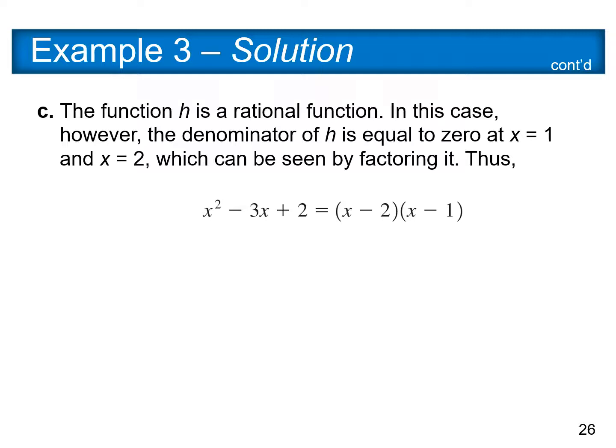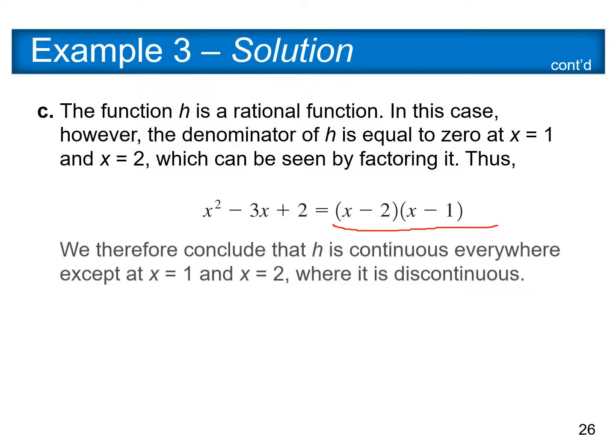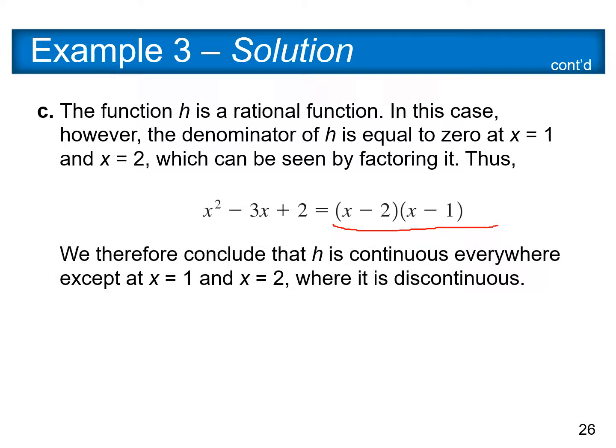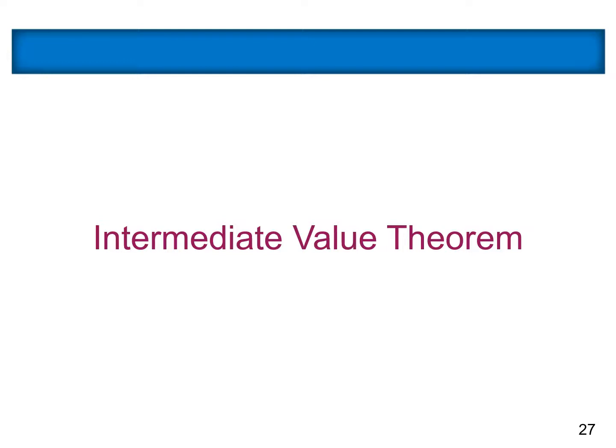So in this case, I factored it so that you can see here are the roots, and we therefore conclude that my function h is continuous everywhere except at the points x equal 1 and x equal 2. At these 2 points, the function would be discontinuous. Now, we're going to talk about the concept of the intermediate value theorem.